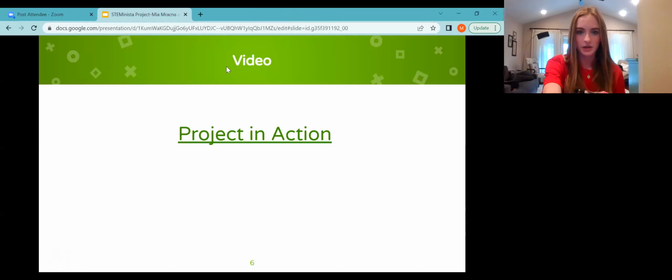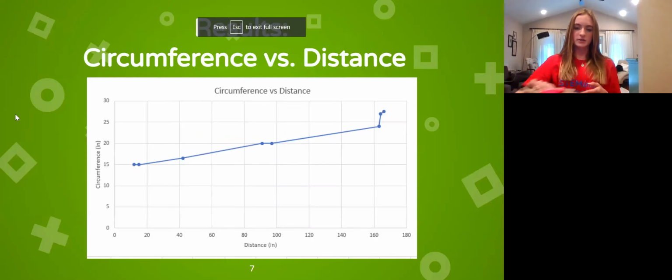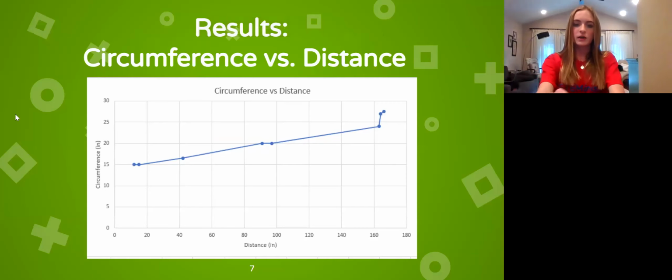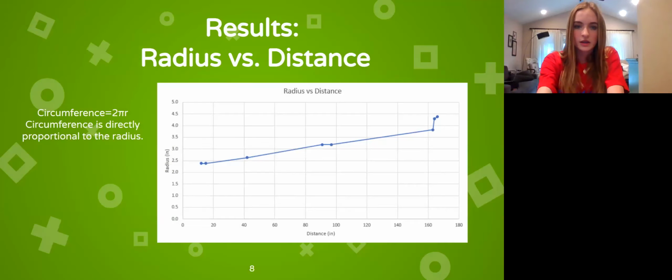Next, here's the graph that we used for the circumference versus the distance. We used a formula to change the distance to the circumference. And then here's the distance to the radius.